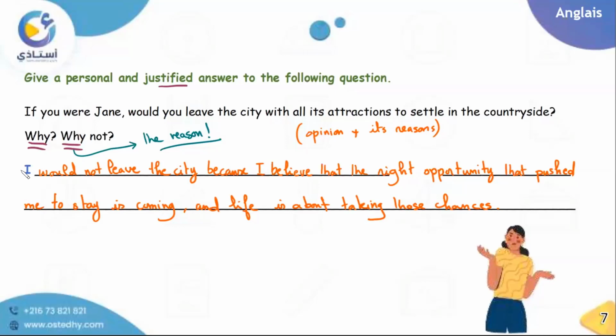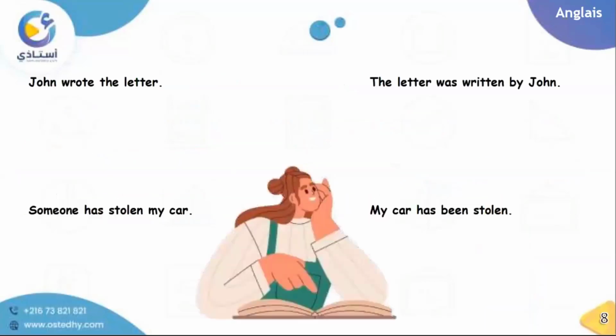So first I started with my opinion, which is I would not leave the city. I could have chosen I would have left the city as Jane did. And then don't forget to give the reason for it. So why? Because I believe the right opportunity that pushed me to stay is coming, and life is about taking those chances or taking risks, etc. Okay?